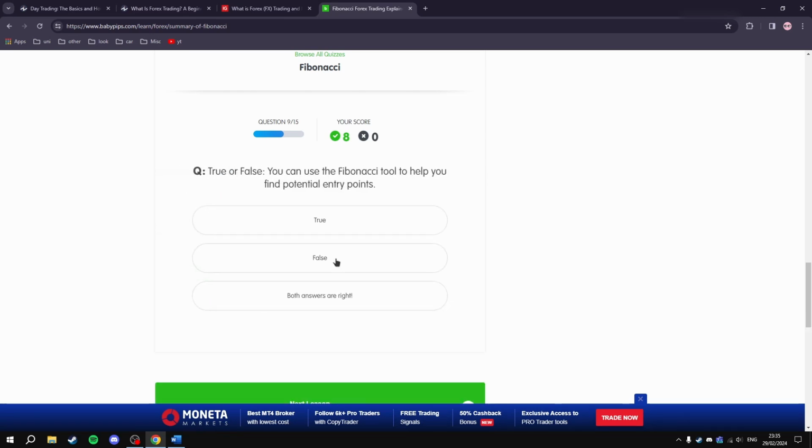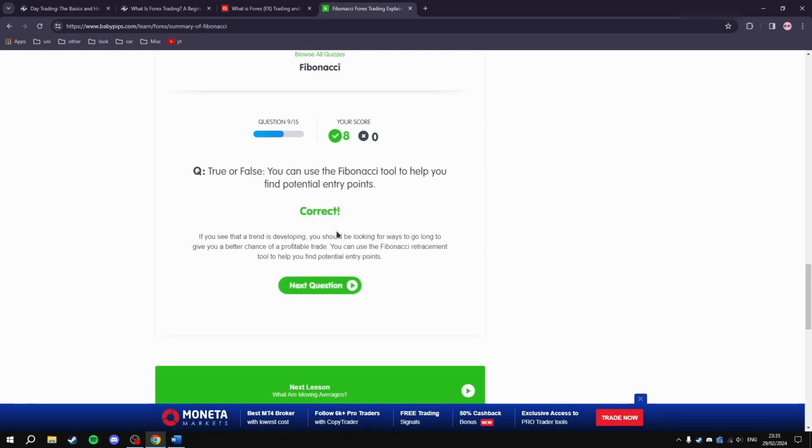True or false? You can use the Fibonacci tool to help you find potential entry points. True, right? If you see that a trend is developing, you should be looking for ways to go long to give you a better chance of a profitable trade. You can use the Fibonacci retracement tool to help you find potential entry points.